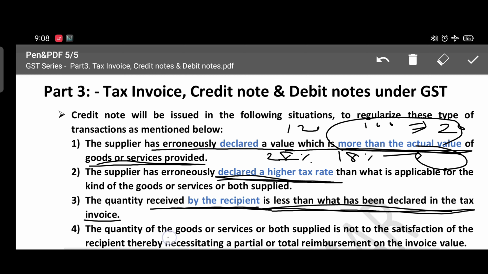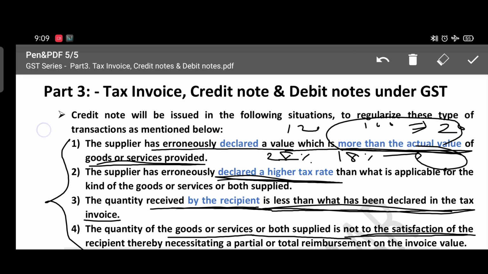And the quantity of goods or services supplied is not to the satisfaction of the recipient. If the recipient is not satisfied with the goods or services received, then he can revert back to the supplier. He can return the same goods to the supplier. Then also the supplier has to issue a credit note. So in these cases, a credit note needs to be issued by the supplier, and we will see the debit note.